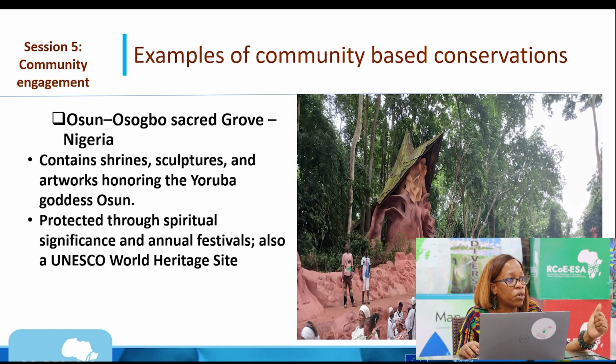So there is one also called the Osun Osogbo Sacred Grove in Nigeria. Actually, this is also a UNESCO World Heritage Site. It contains shrines, sculptures, and artworks honoring the Yoruba goddess Osun. It has become a site where people can come and visit. The Nigerians can get revenues from this, but at the same time they are conserving nature.